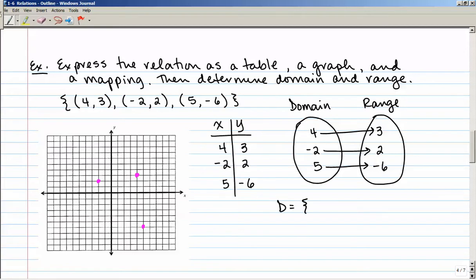So the domain is my X's. You don't have to put them in any particular order. If you want to put them in numerical order, you can. And my range is my Y's. And make sure you're using curly brackets, don't add any parentheses.